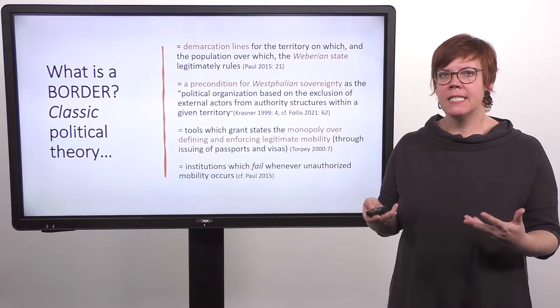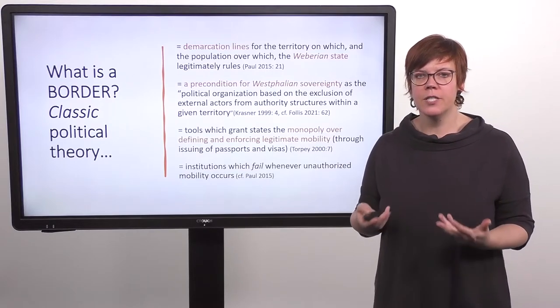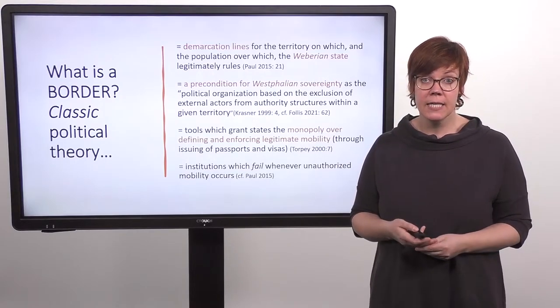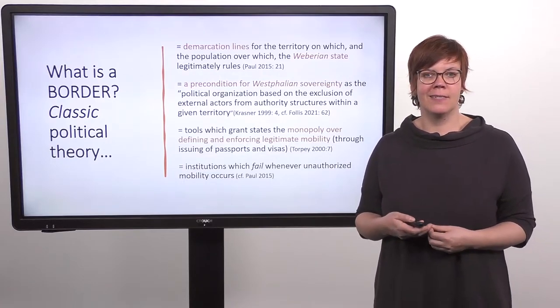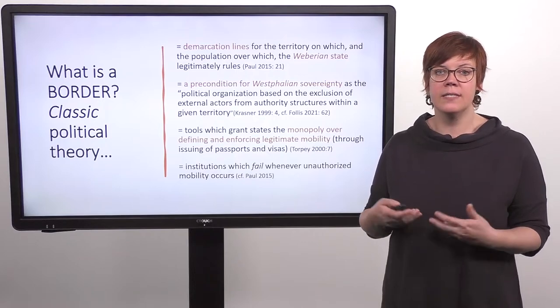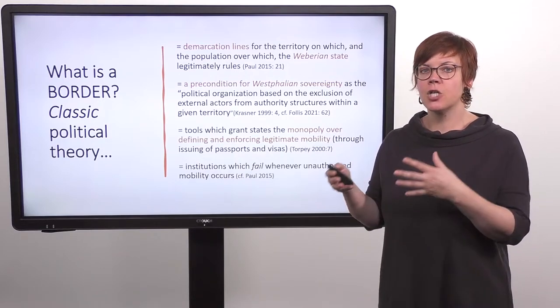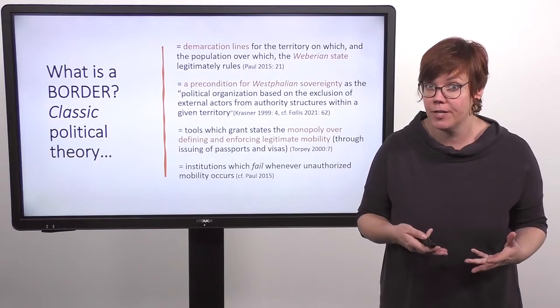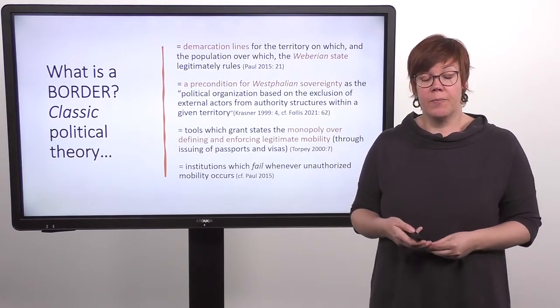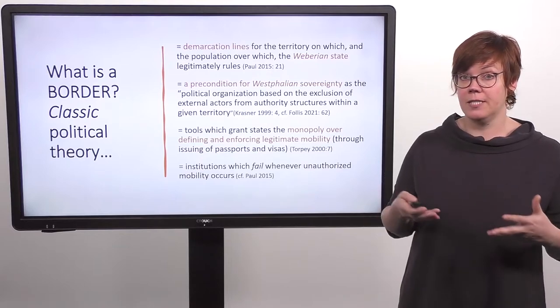Now, from this perspective, borders are a precondition for external sovereignty, and that is defined by political scientist Krasner as the political organization based on the exclusion of external actors from authority structures within a given territory. So that is the idea of external sovereignty, and borders are very central to that.